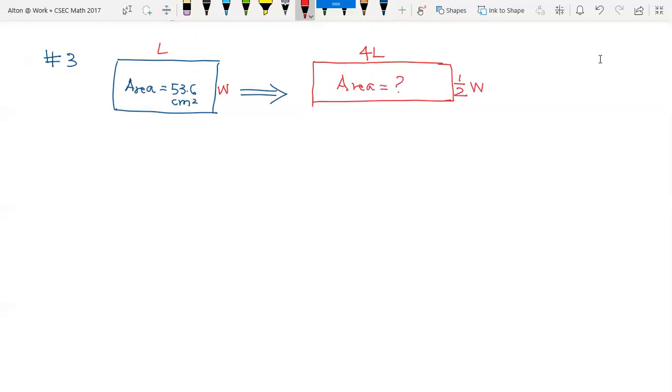Now that's all the information they give us, so we need to make a comparison between rectangle number 1 and rectangle number 2, the area of those two. So let us first write down some information concerning rectangle number 1.